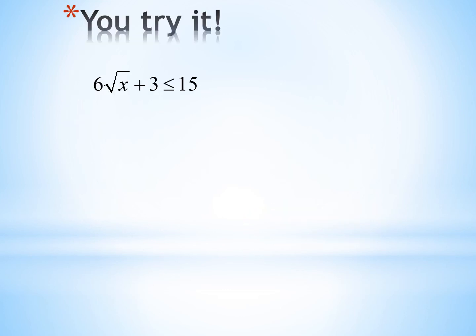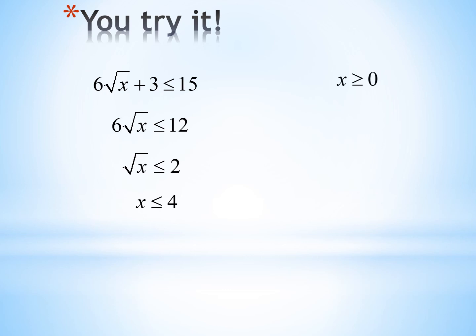All right, why don't you put the video on pause and see if you can do this one yourself. All right, let's isolate the radical. We'll subtract 3. We will divide by 6. So now we know that the square root of x has to be less than or equal to 2. We will square both sides. And we know that x has to be less than or equal to 4.